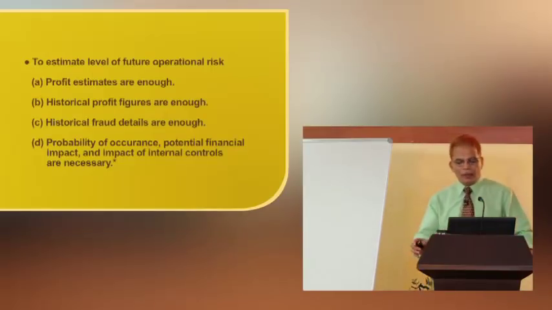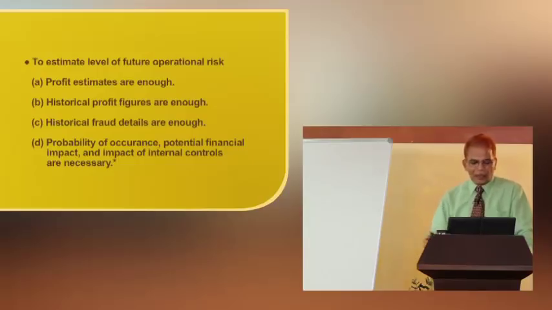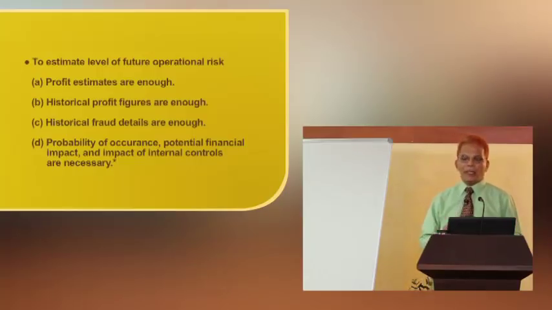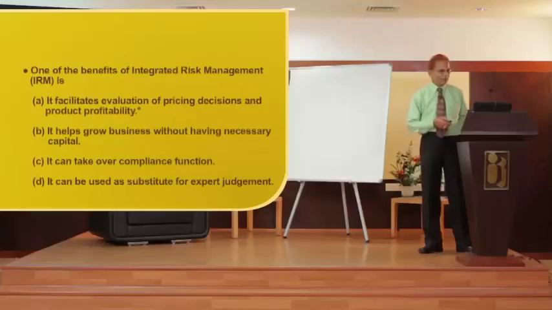So what is required for assessment of future operational risk is the probability of occurrence, the frequency with which the operational risk event will take place, and the potential financial impact, and the impact of internal controls are necessary. So D is the correct answer, because to estimate the level of future operational risk, we need the probability, the potential financial impact and the kind of internal controls, because they work as sort of mitigants for the operational risk. So D is the correct answer.